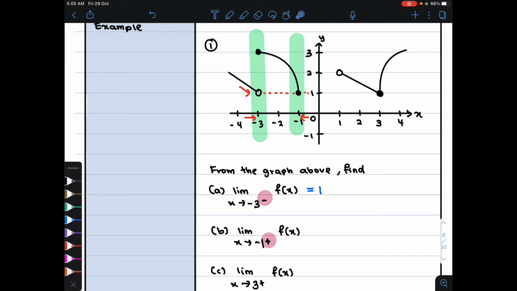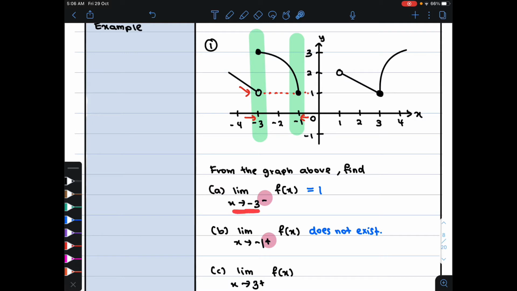As you can see, there is no graph on the right-hand side of x equal to negative 1. There is no graph here. So this means that there is no answer for question B. Hence, you can just write down that the limit of f(x) as x approaches negative 1 from the right-hand side does not exist. So let's look at question A again.